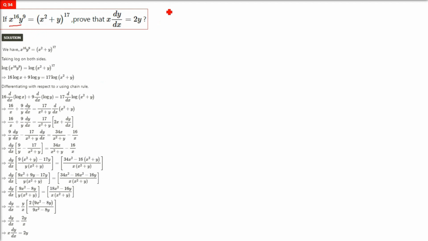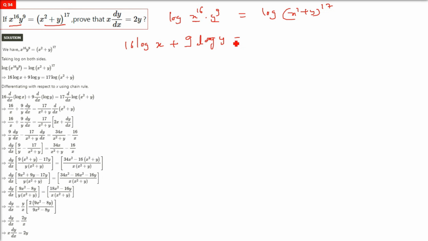So we have log of x to the power 16, y to the power 9, and x square plus y to the power 17 with the log. Now the power will come in front, and log of a into b is log a plus log b. So log x to the power 16, 16 will come in front, so I am writing it here only. Plus log y to the power 9. And I know 9 will come in front, so let us write it like that. 9 log y. This is equal to 17 will come in front. 17 log of x square plus y.